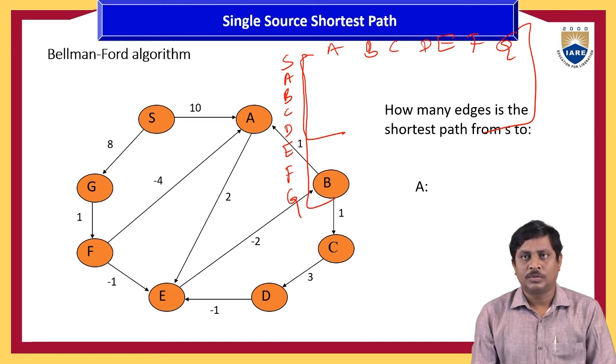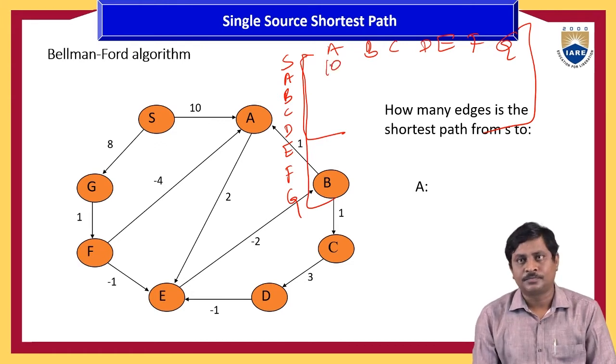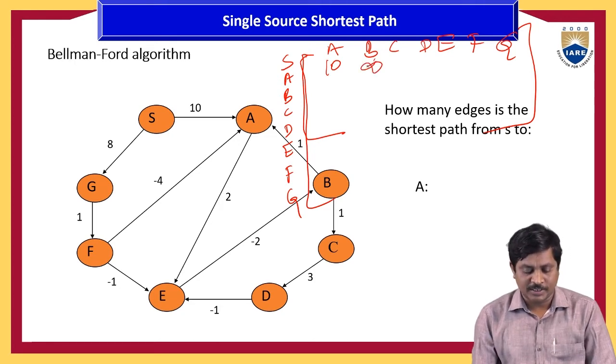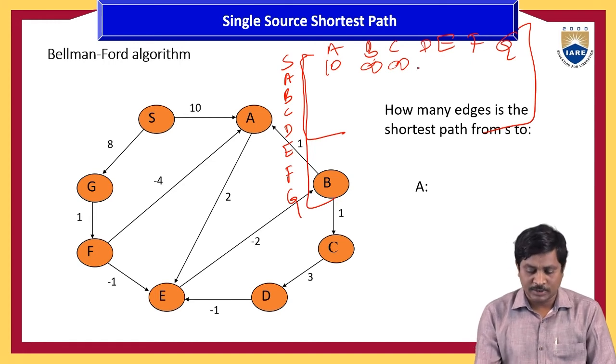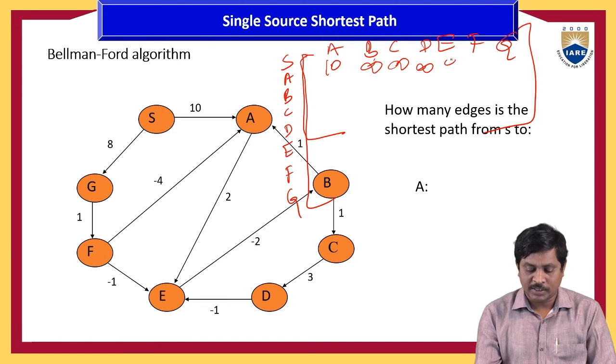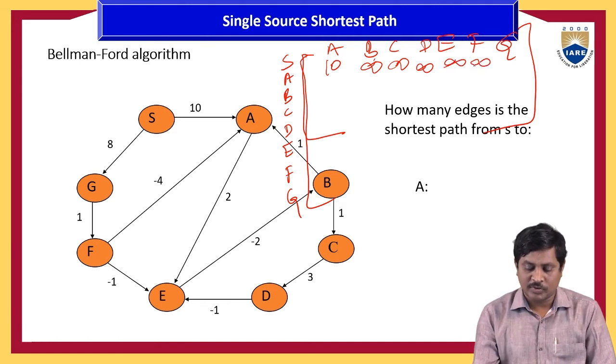Now S to A. S to A means direct. S to A directly we have 10. S to B, S to B directly we don't have any connection, so unknown, infinity. S to C, infinity. S to D, S to D also we don't have any direct connection, infinity. S to E don't have direct connection, infinity. S to F that is also unknown value, infinity. S to G, 8.